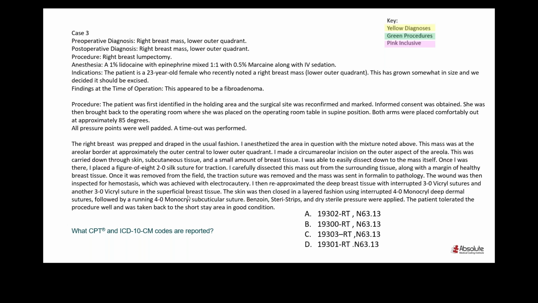Both arms were placed comfortably out at approximately 85 degrees. All pressure points were well padded. A timeout was performed. The right breast was prepped and draped in the usual fashion. I anesthetized the area in question with the mixture noted above. This mass was at the areolar border at approximately the outer central to lower outer quadrants. I made a circumareolar incision on the outer aspect of the areola.